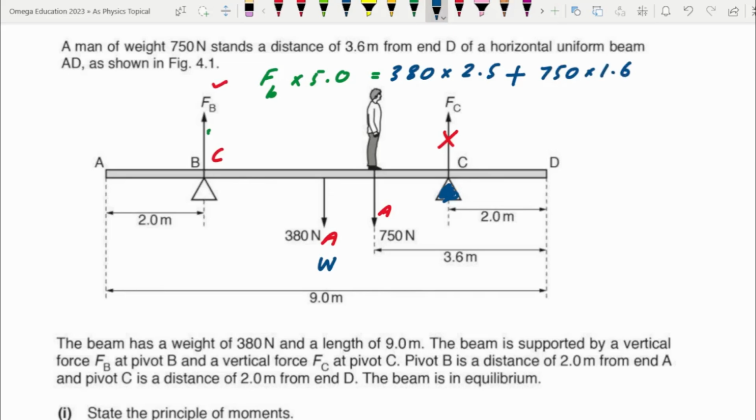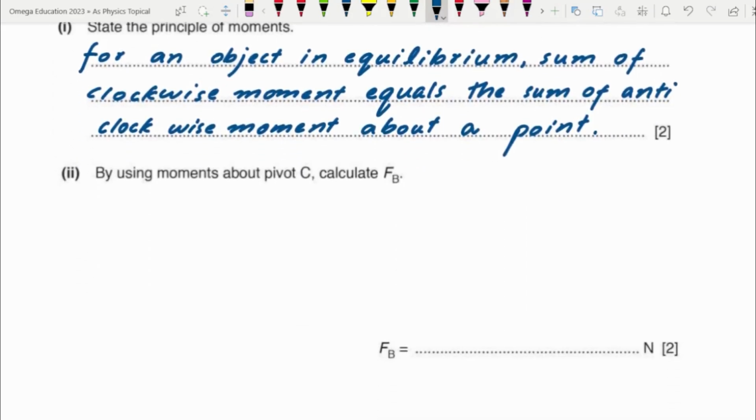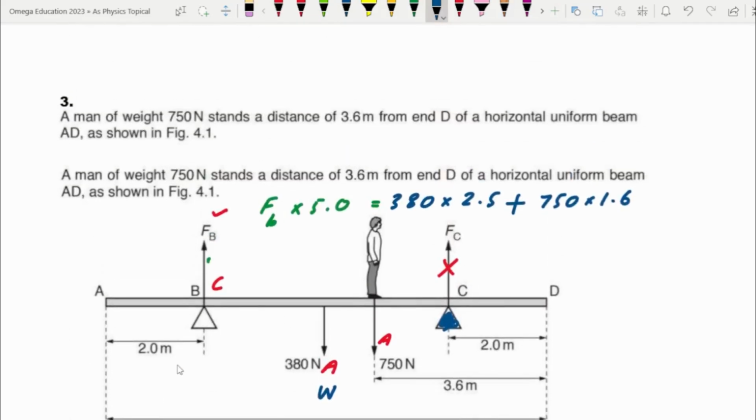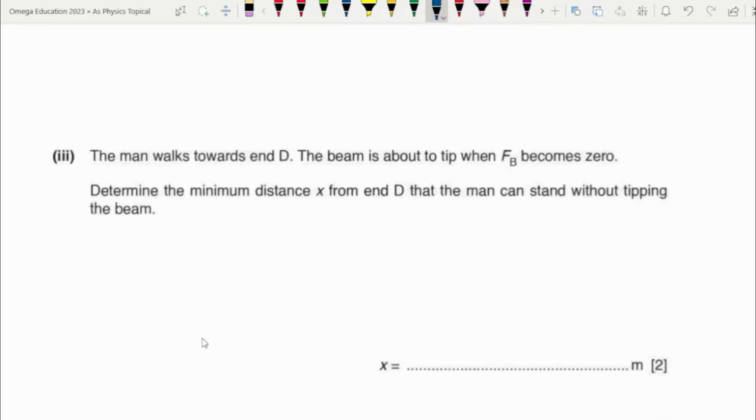So from here you can do the calculation. 750 into 1.6, 380 into 2.5, then you add these two, and whatever the answer is, you divide it by 5. You'll be getting the answer for FB, which, let me hit it on the calculator, is 430. And for FC you'll be getting 430. So the calculation is shown over there. Alright, let's move on to the next part.